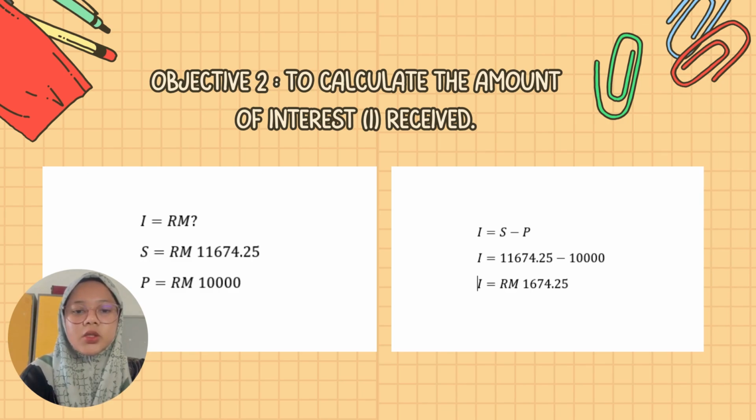Objective 2. To calculate the amount of interest received, we have S equals 11,674 ringgit and 25 cents, and P equals 10,000 ringgit. To find the value of I, we use the formula I equals S minus P, and then put all the amounts into the formula. So we will get the answer I equals 1,674 ringgit and 25 cents.